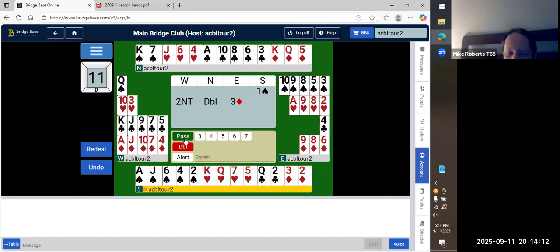Let's see what partner has to say. Partner might not say double. If they don't, we might be able to back in with hearts. Pass. But on this hand, North should be pretty happy to say double. All of these cards in the minors are great.